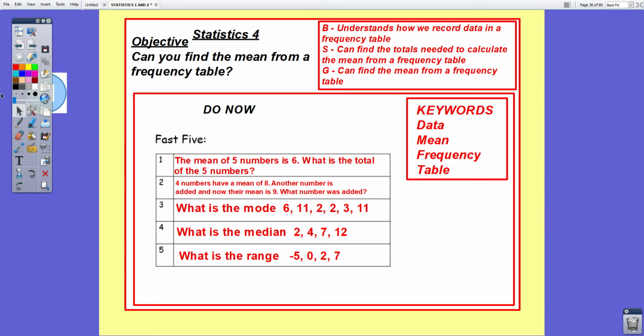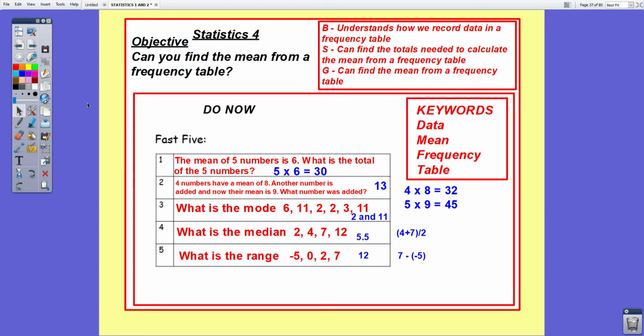Our Fast 5 today. The first couple are a little tricky. They're ones to make you think a little, and the last three just revisit ideas on mode, median and range. So pause the video please and do the Fast 5. Okay, let's see how you've done on these.